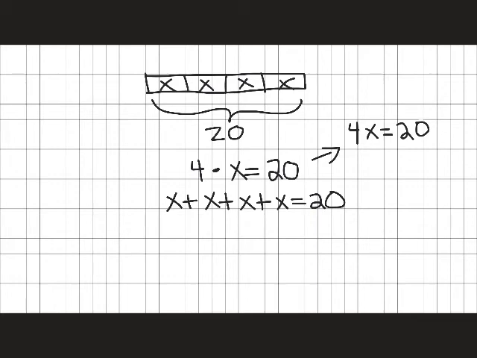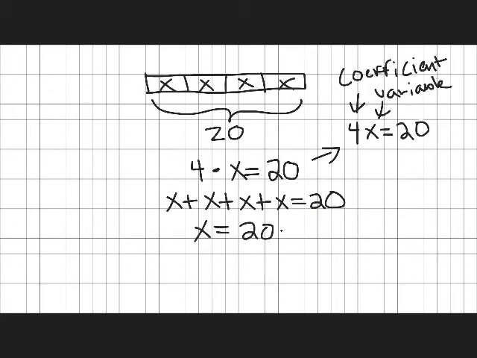If we're doing what's called a coefficient in front of the variable, that means that the coefficient is always multiplying by the variable. It's just a number out in front of a variable. Or we could do x plus x plus x plus x equals 20. Or I could say that x equals 20 divided by 4.